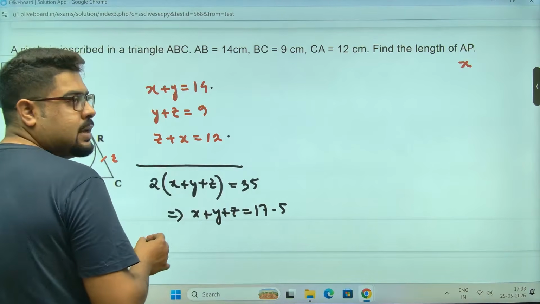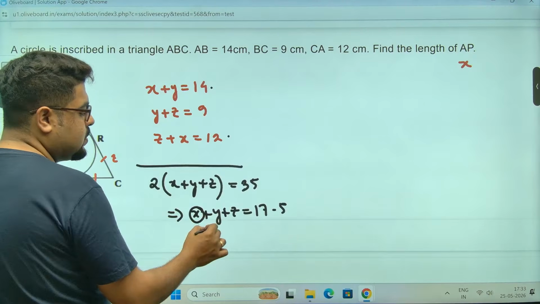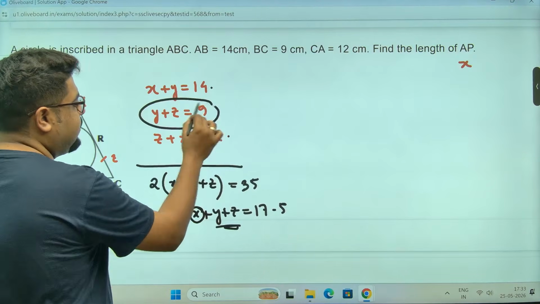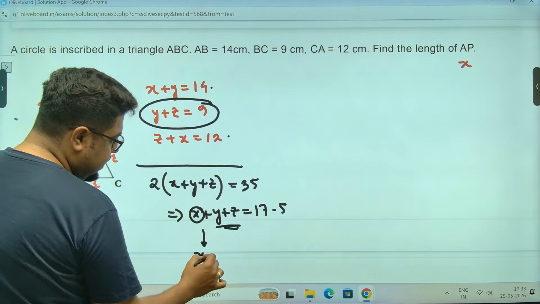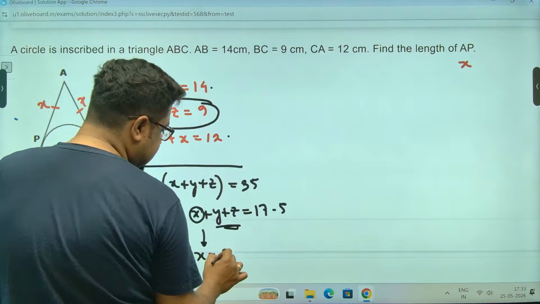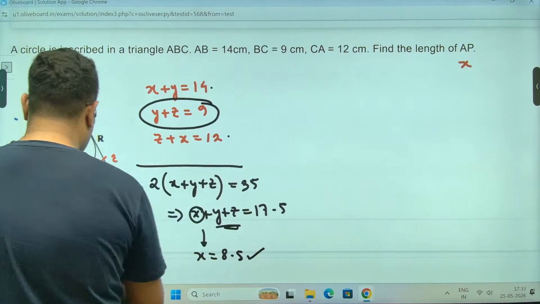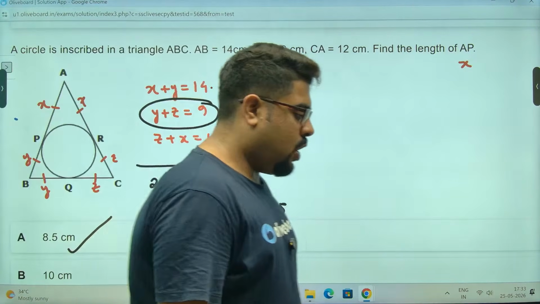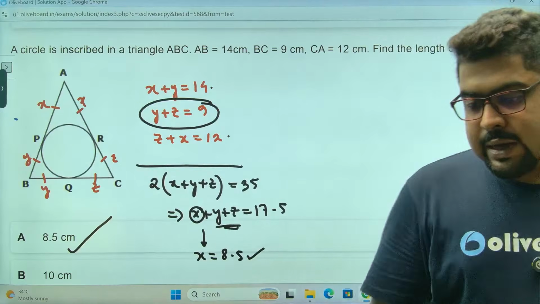So you need X. I need X, so subtract Y plus Z, meaning 9, from here. So X will be 17.5 minus 9, that will be, sir, 8.5. Sir, option number A, sir. Option number A, sir. Now the shortcut.